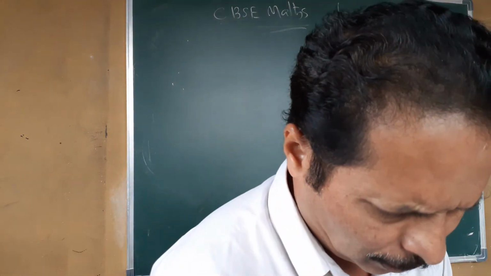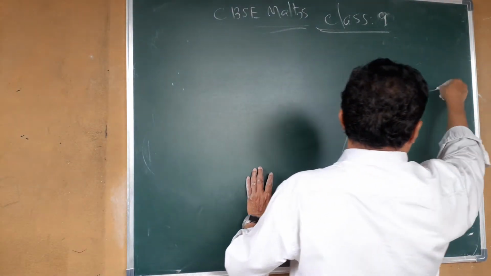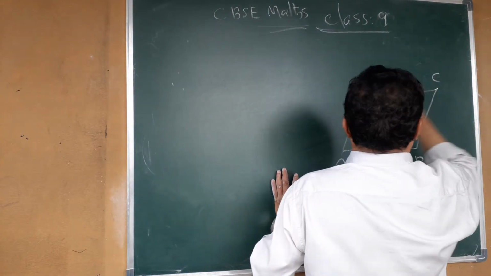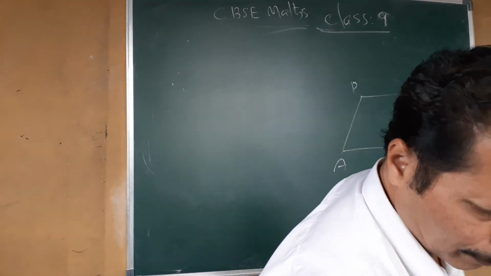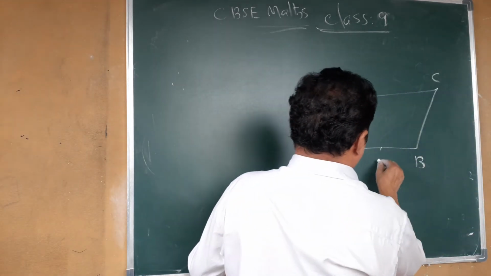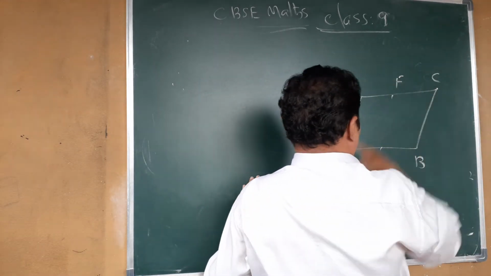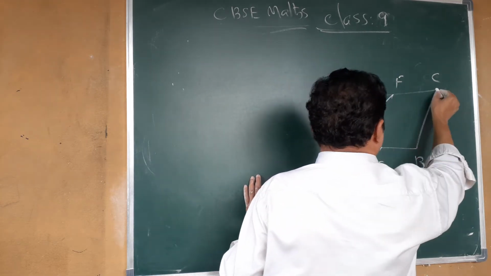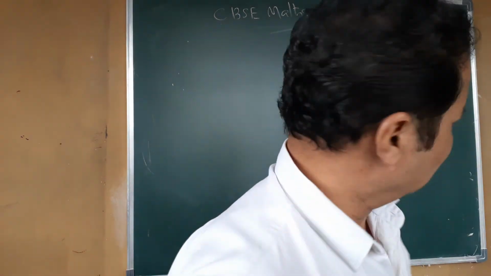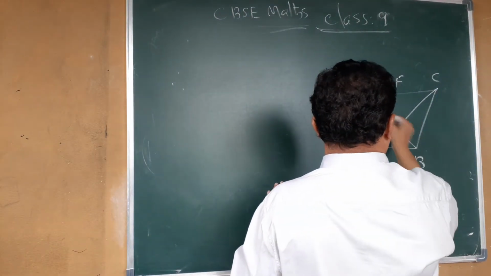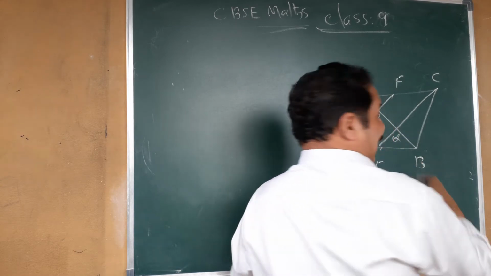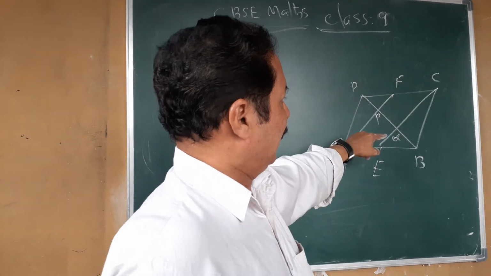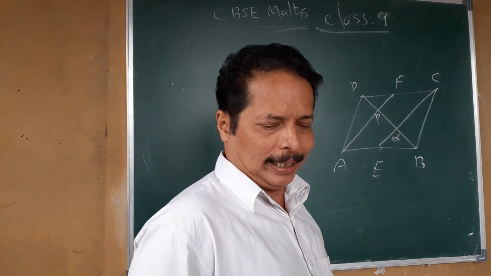Is it over? And then one more problem. Given that ABCD is a parallelogram. The figure is given. E is the midpoint of AB, F is the midpoint of CD. Join this also. Your question is: P and Q trisect BD. Trisect means divided into three equal parts. Are you ready?